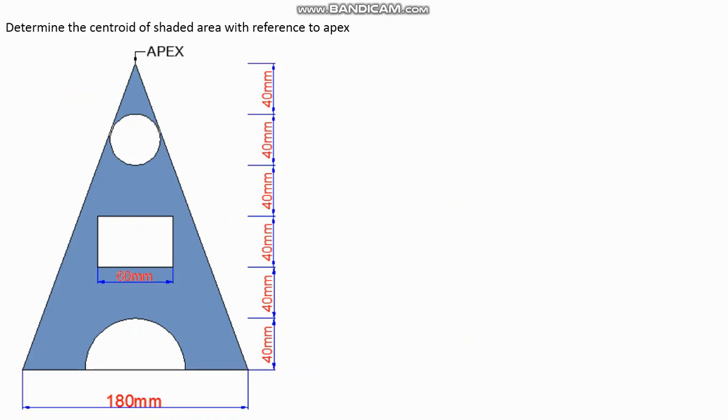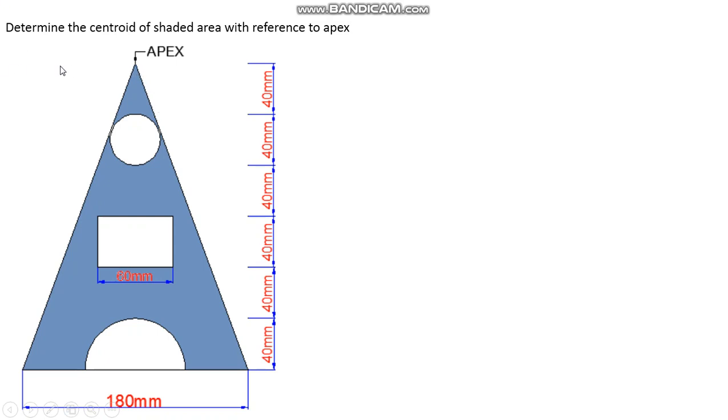Hi students, so let us discuss the seventh problem about the centroid. Here, determine the centroid of the shaded area with reference to the apex. In the previous problem the x and y axes were given, but here you have to find the centroid with respect to some point. So let us take this apex point as the reference point.